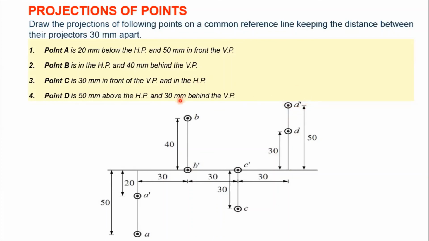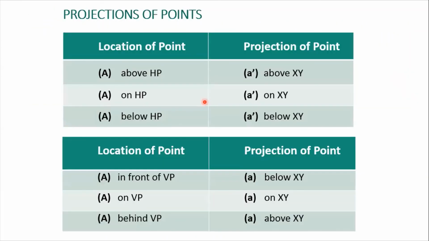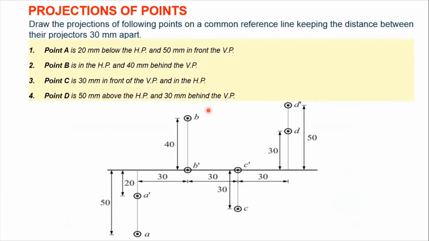And now it is 30 mm behind VP. So let us look at the table. So A point is behind VP. So answer would be your point without dash above your XY line. So now 30 mm behind, that means 30 mm above your XY line without dash point. So let us plot this point without any dash, 30 mm above this XY line. So this will be your point D.